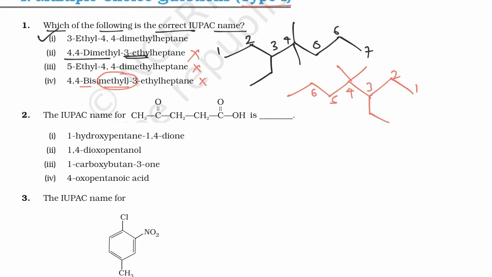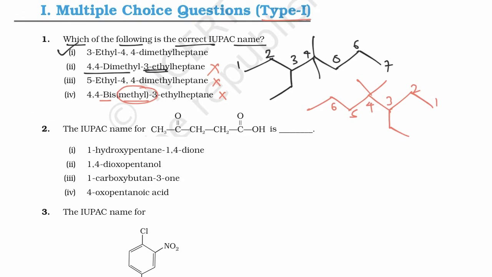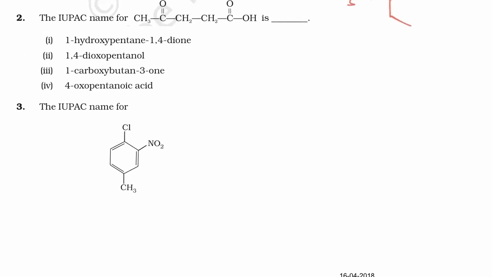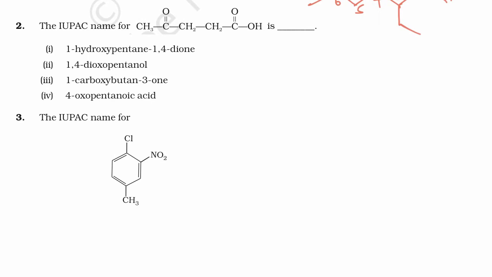The IUPAC name of the compound. Now this molecule is having COOH as the principal functional group. So if COOH is present as the principal functional group, then numbering should start from COOH. So 1, 2, 3, 4 and 5 carbon atoms are present in the main chain. At the fourth position oxo is present. So the name of the compound is 4-oxo. Total 5 carbons in the main chain. So 4-oxo-pentanoic acid, and hence the correct option is 4.